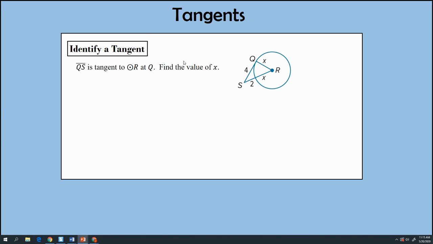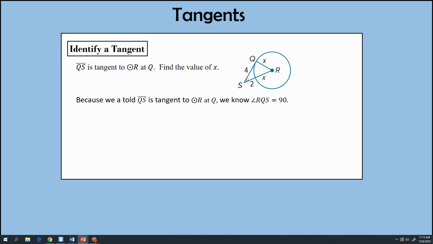Now, this question, make sure you read the directions carefully. This one is telling you it is tangent. There's no question. QS is tangent to this circle at point Q. So I know QS is tangent, and I know angle RQS has got to be a right angle, because that's the property that we had.